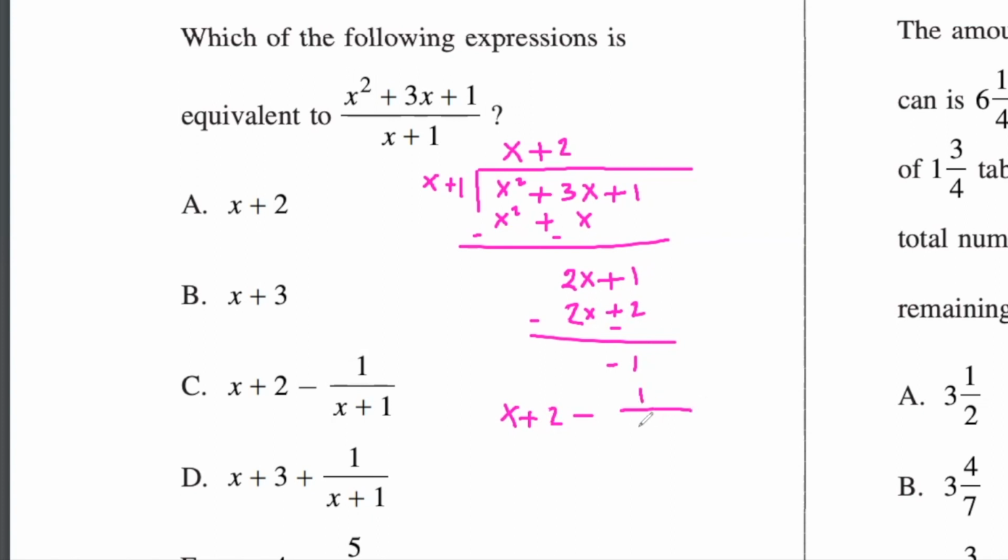So 1 over x plus 1. Now look at the answer options. We know which one looks like this one: x plus 2 minus 1 over x plus 1. So the answer is this one, C.